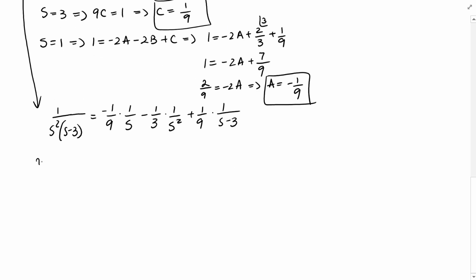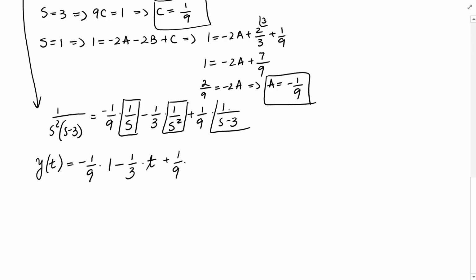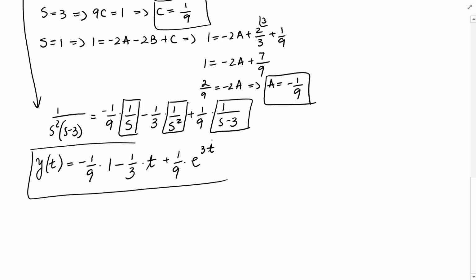So y of t is the inverse Laplace transform: negative 1 over 9 times the inverse Laplace transform of 1 over s, which is 1, minus 1 over 3 times the inverse Laplace transform of 1 over s squared, which is t, plus 1 over 9 times the inverse Laplace transform of 1 over s minus 3, which is e to 3t. If we compare this result with what we got before, we get the same thing.